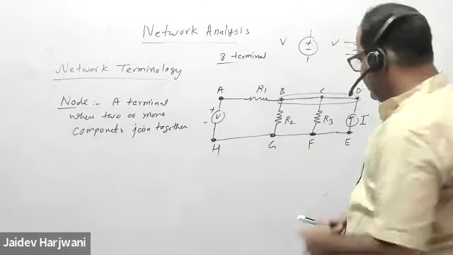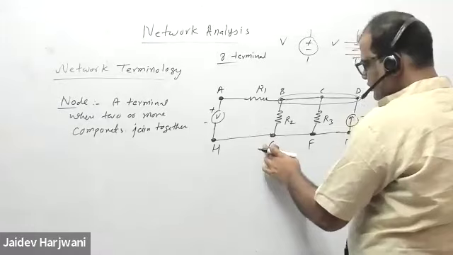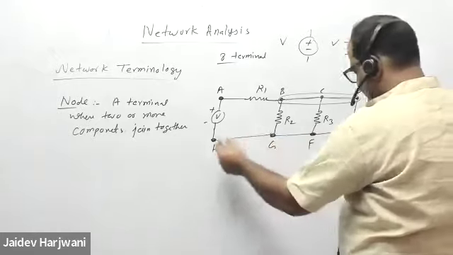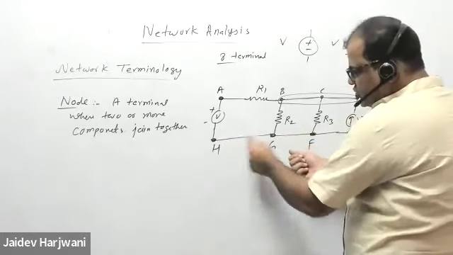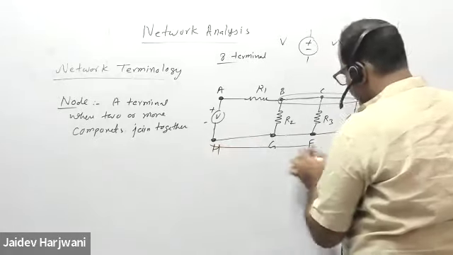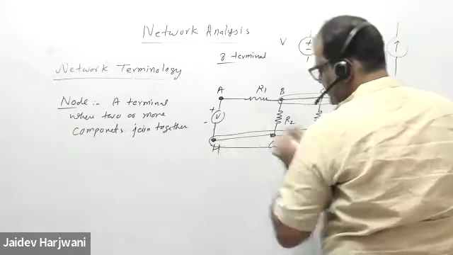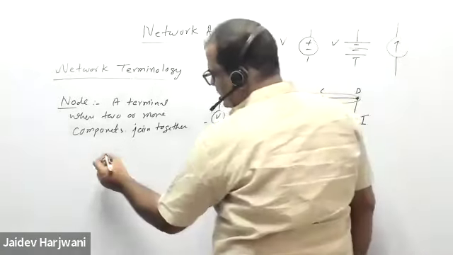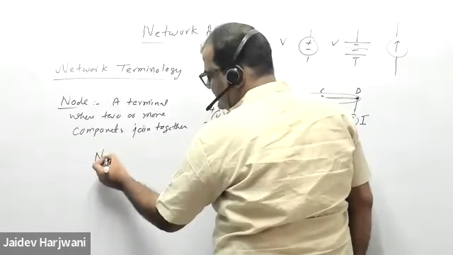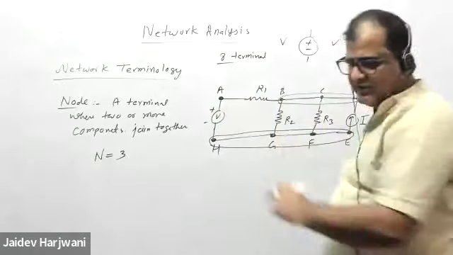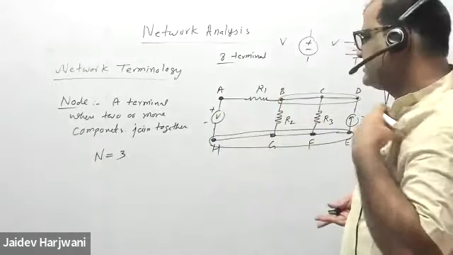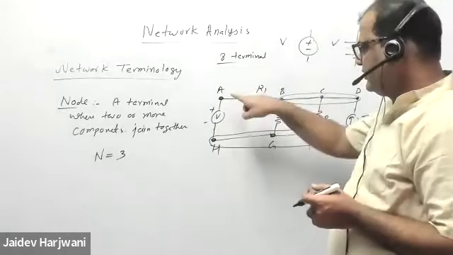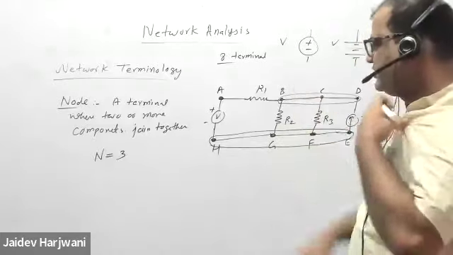Similarly, if I say this 1, 2, 3, 4, these all terminals are one point. These are all short. So these all terminals make only one node. So if I ask how many nodes are in the circuit, the number of nodes n is equal to 3 for the given circuit. Whenever I say node, you apply the equation on node. You should understand what is a node. There is one node, two node, three node. There are three nodes.